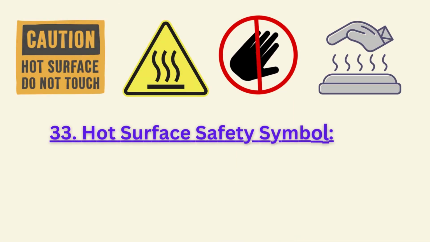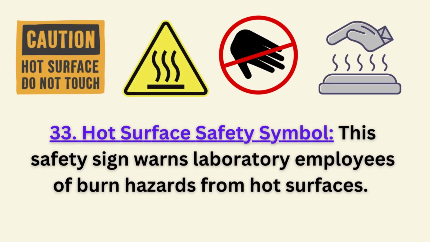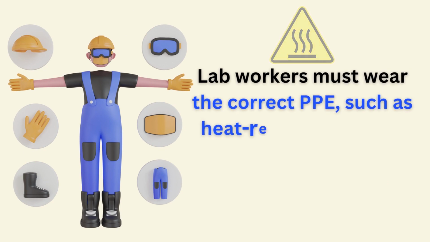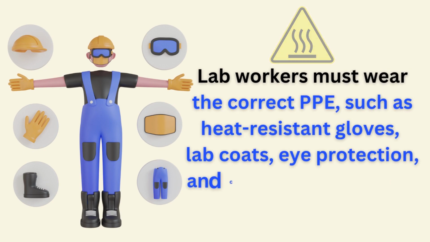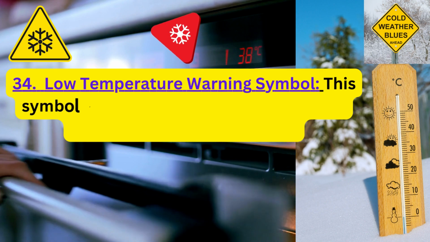33. Hot surface safety symbol. This safety sign warns laboratory employees of burn hazards from hot surfaces. Lab workers must wear the correct PPE, such as heat-resistant gloves, lab coats, eye protection, and closed-toed shoes to work with hot surfaces.